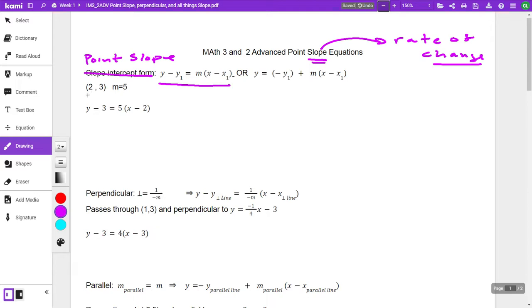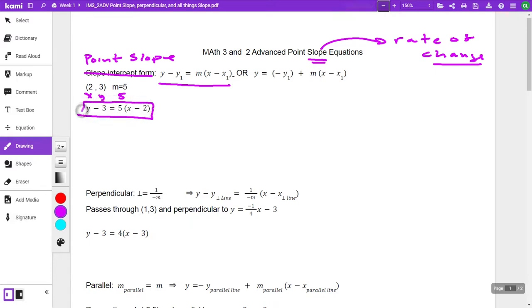So we're given this idea of the point (x, y). This is x and this is y. And that has a slope of 5. And they just want us to write an equation. Okay, so this is my answer. How did I get to that answer?